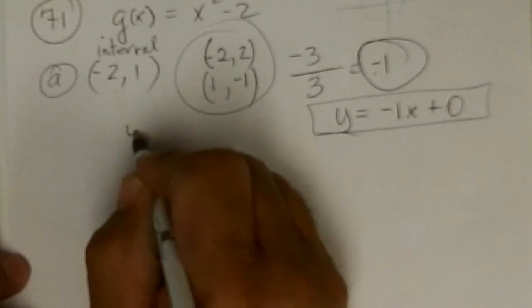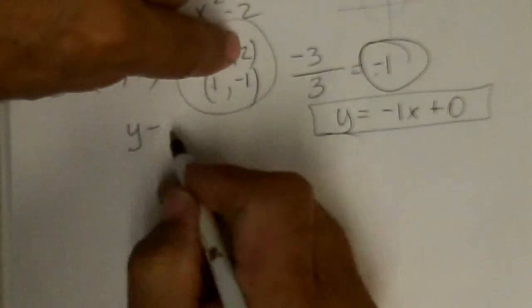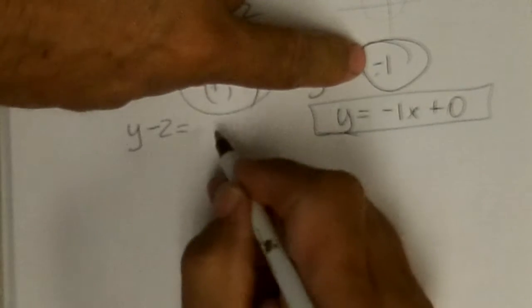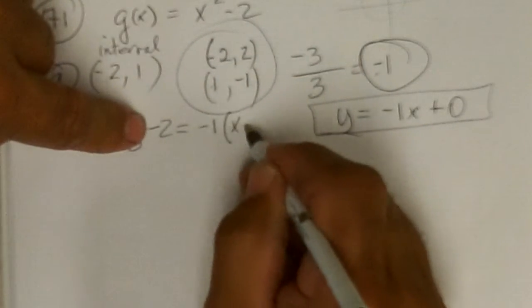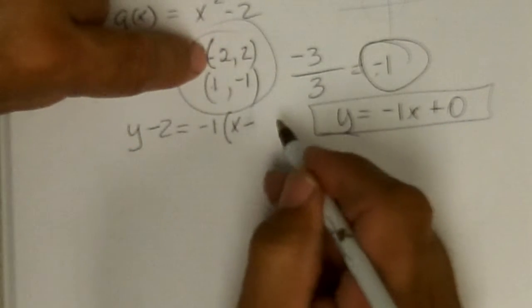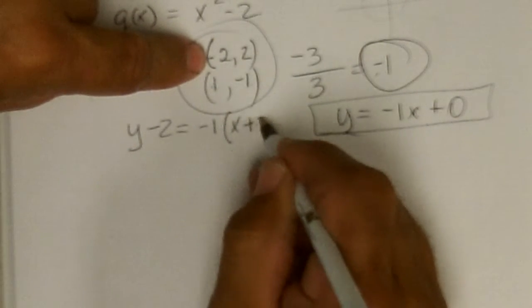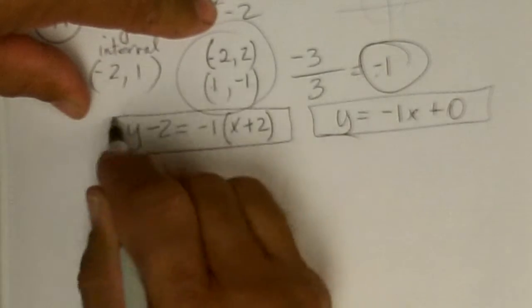You could write it as y minus 2 equals m, negative 1, times x minus, we use the negative 2, so that's x plus 2. There's the point slope form.